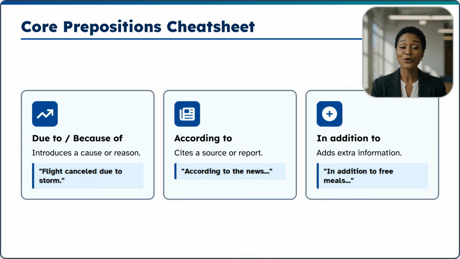Here is a quick reference for core compound prepositions. Use due to or because of for reasons, according to for citations, and in addition to when adding extra information.